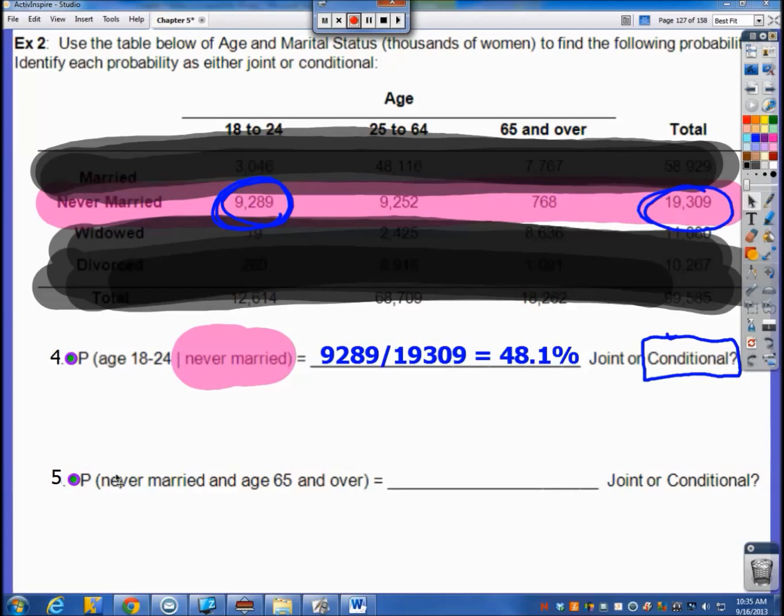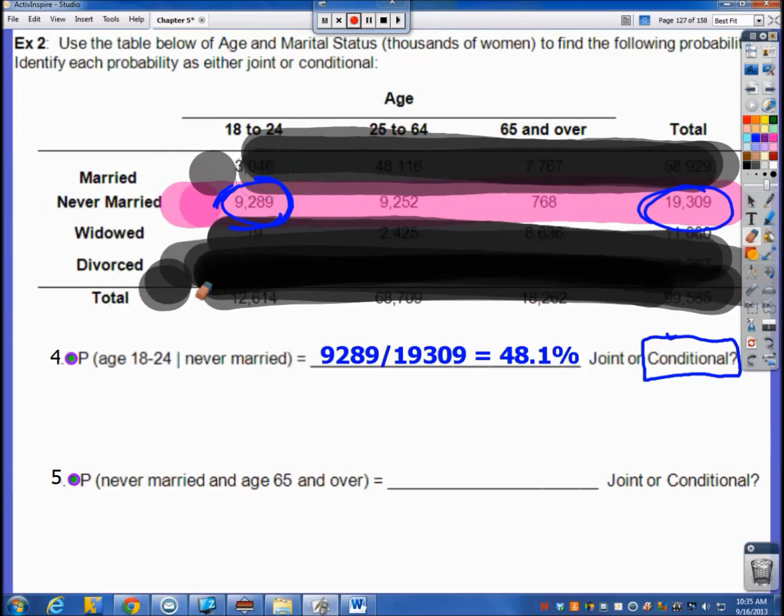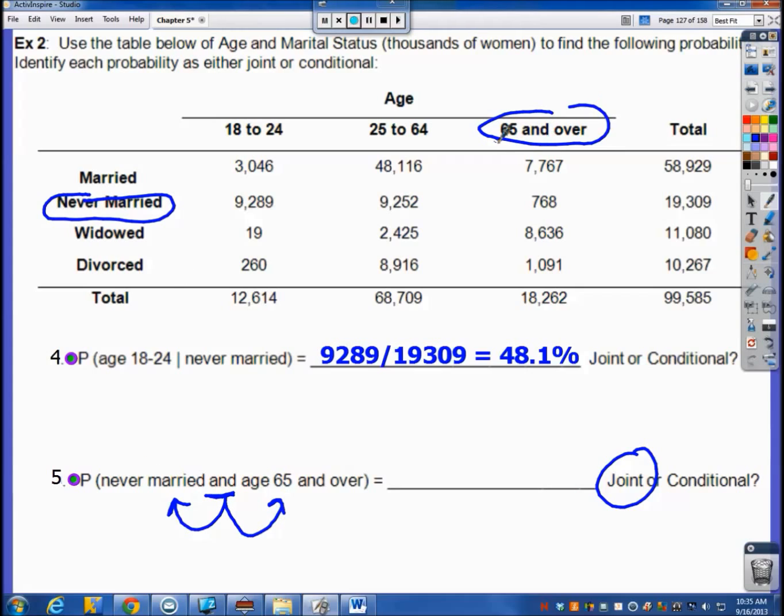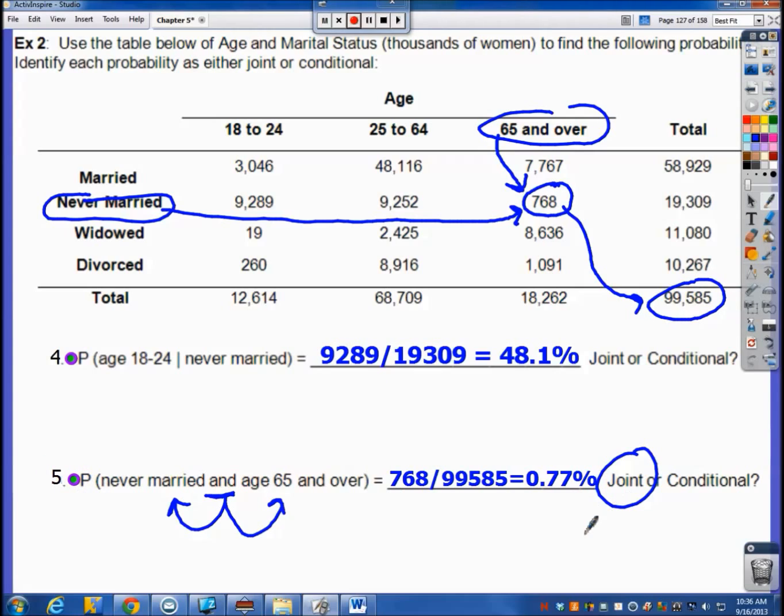And number 5, we need to find the probability of never married and they're 65 and older. Now, this is not a conditional probability. They did not give us extra information to consider here. So we are really doing a joint probability, because we're finding two things happening jointly. So never married and 65 and older, where do they come together on our table? That would be these people, 768 people out of, now we have to look at our grand total, 99,585, which is under a percent, 0.77%.